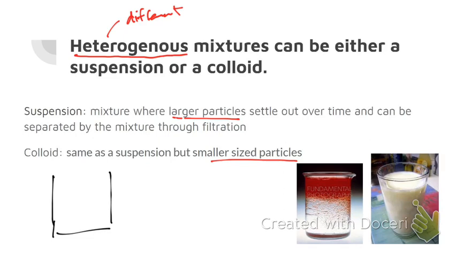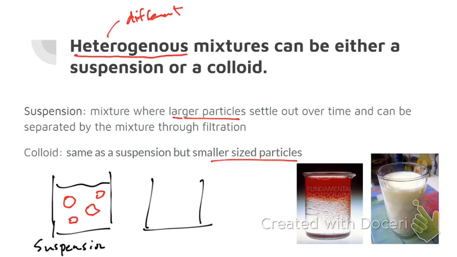So a suspension might look like where the particles are bigger, and I'm going to exaggerate, but the particles that are found in here are bigger, so you might see them floating, right? Whereas a colloid might appear homogeneous. Why? Because the particles are smaller, but we would still call them heterogeneous.